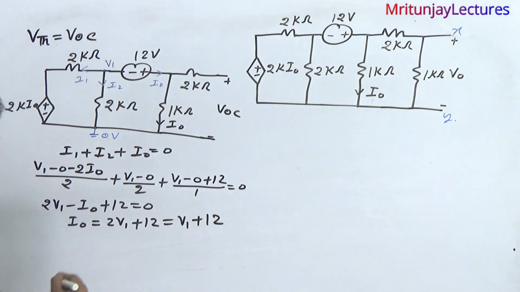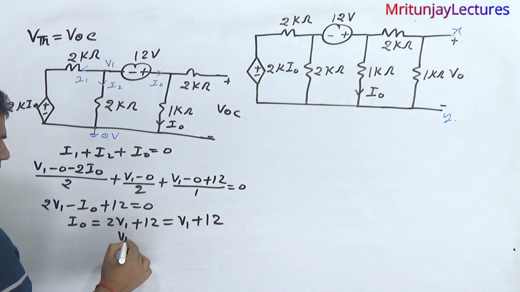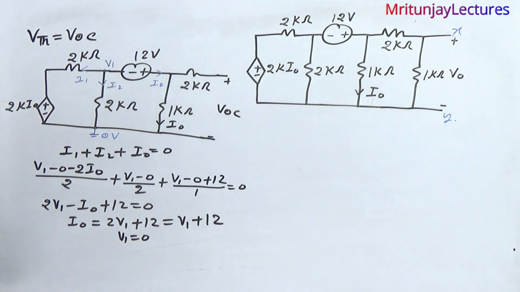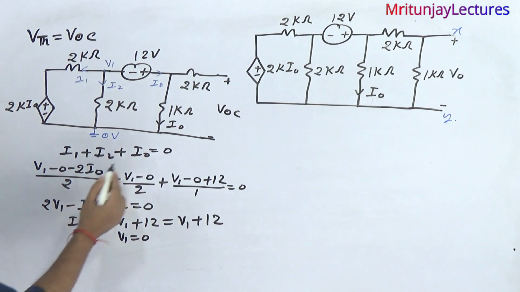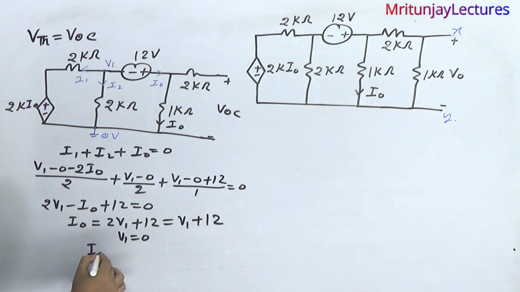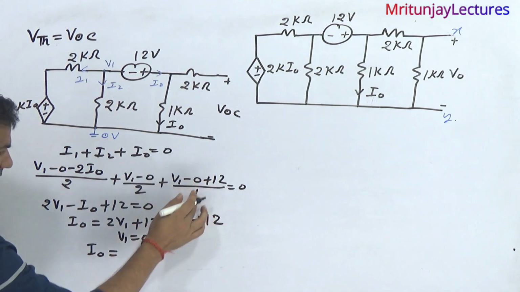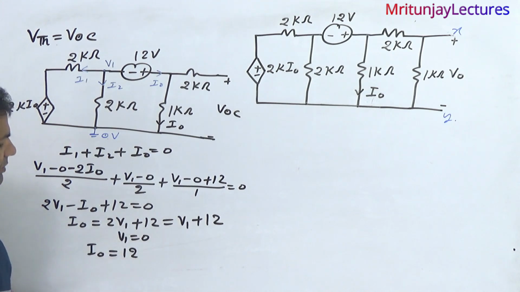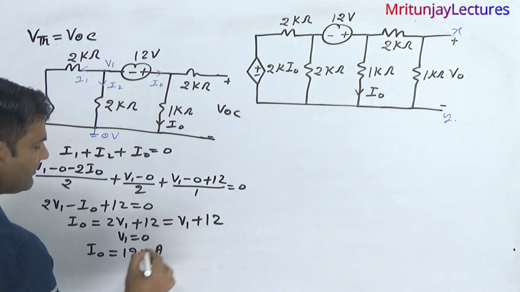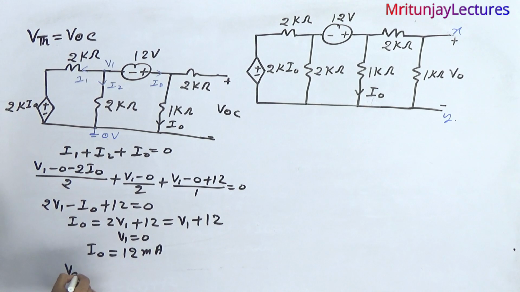After that, what about V1? V1 is equal to 0 volt. If V1 is equal to 0 volt, then what about I naught? I naught is 0 plus 12 divided by 1, so that is 12 milliampere. Our motto is to determine V of OC.